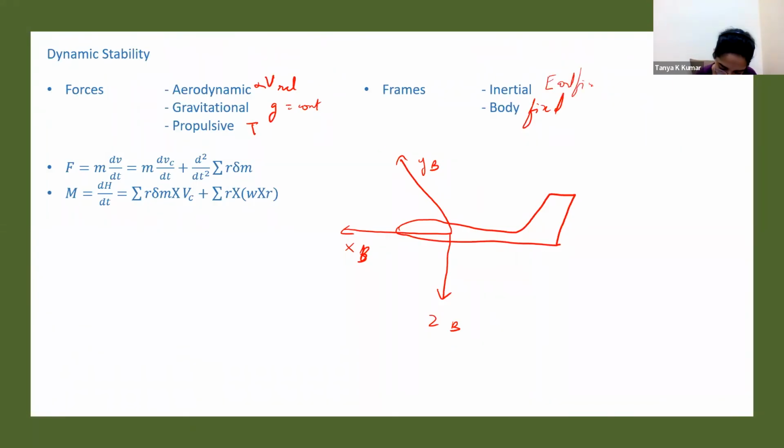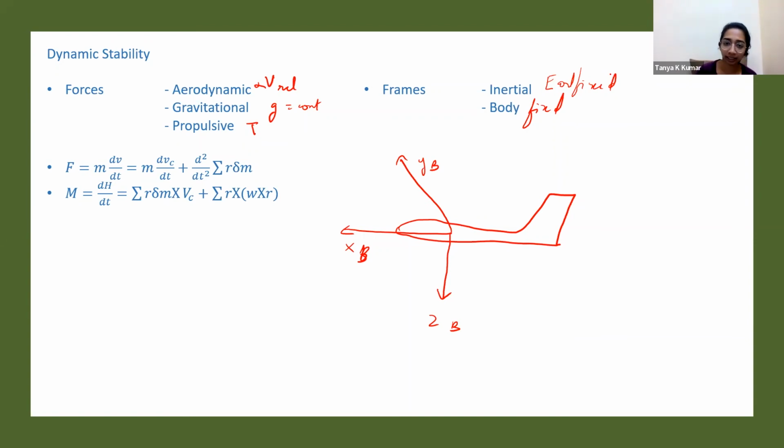Earth fixed frame is what? It's fixed to the earth. It moves with the earth. So in the real case, it is not inertial. But for your short time span, that is the time span at which you're analyzing your dynamic stability, is so short that we can ignore the angular acceleration of the earth. So we can assume that the earth fixed frame is fixed. So we can assume it to be inertial.